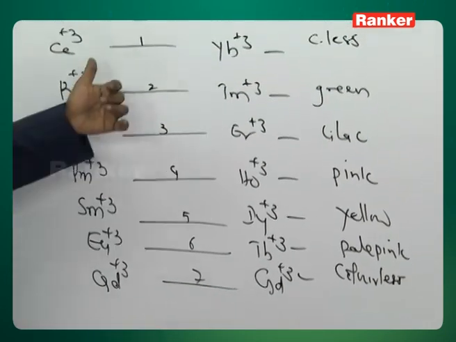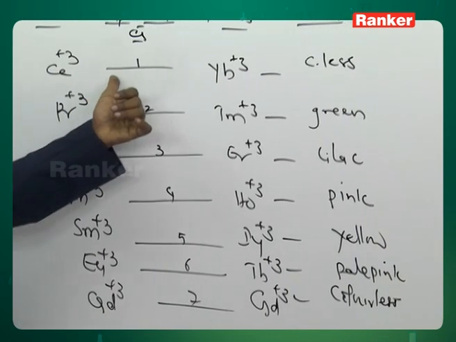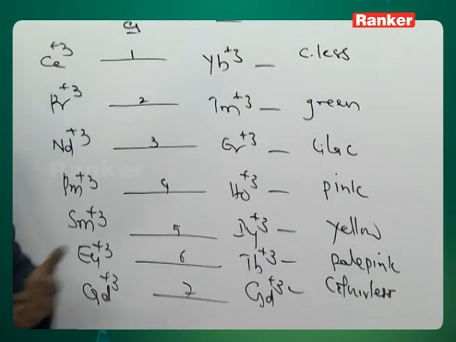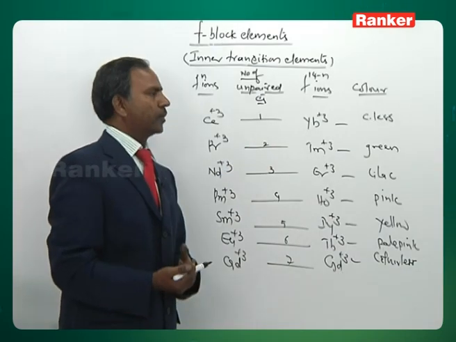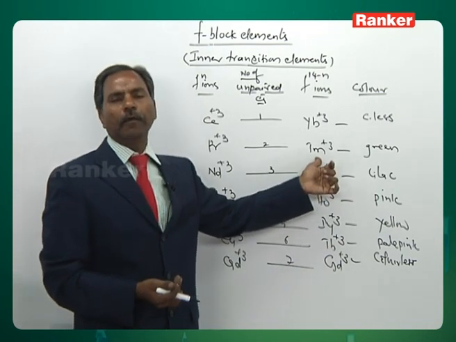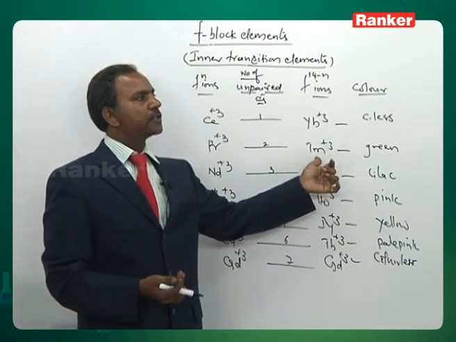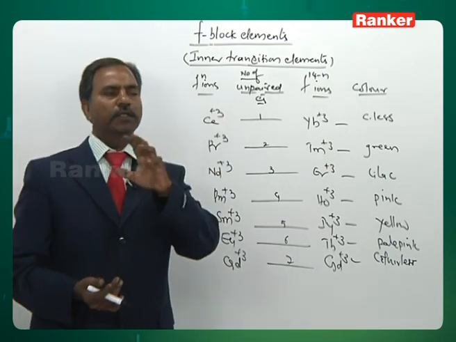As I said, each pair is carrying the same number of unpaired electrons. When the unpaired electrons are the same for a pair, they exhibit more or less identical color. But in what way does the question appear? The question never appears like this: what is the color of thulium +3 salts? No, the question appears in a different way. Let me show how the question appears and how to answer in the examination.